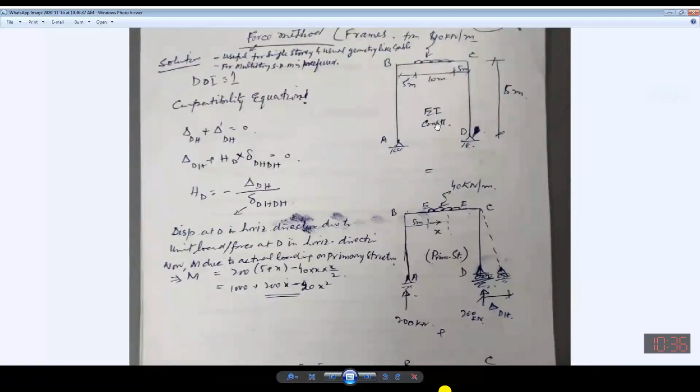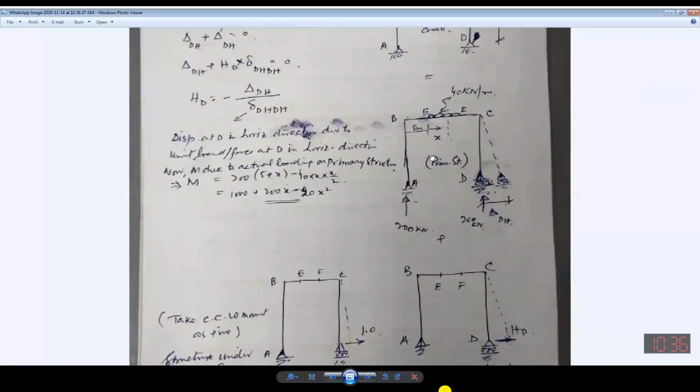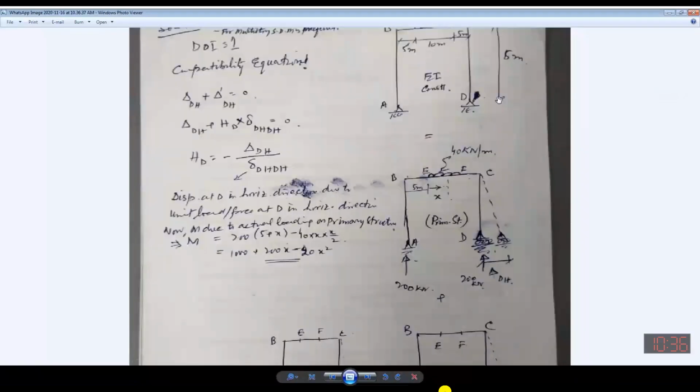2 parts. One will be the primary structure, I have told you. There I have taken the horizontal force as redundant. If this is taken as redundant, the removal of this horizontal reaction will render this support a roller support. This will render this hinge into a roller support.